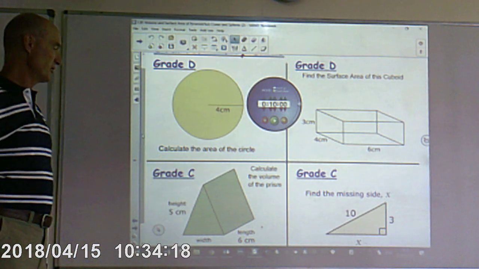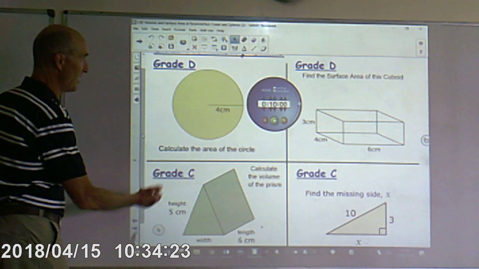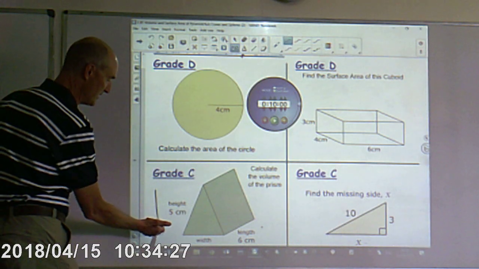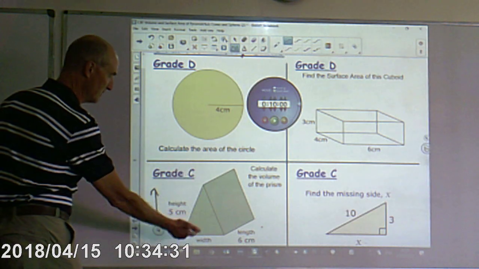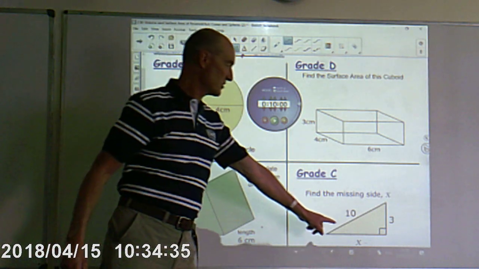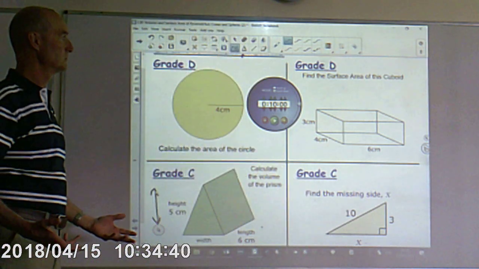Calculate the volume of this prism. Should be fairly straightforward. I'll just make clear that the height that they give there is the vertical height. The vertical height there is 5 centimetres. And then find the missing side x of that triangle. That's something that's a little bit different.